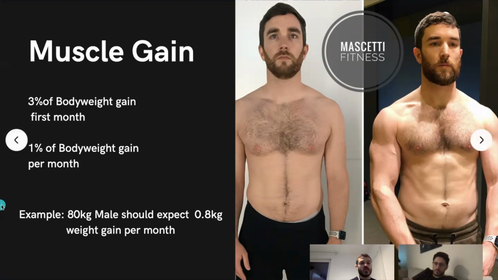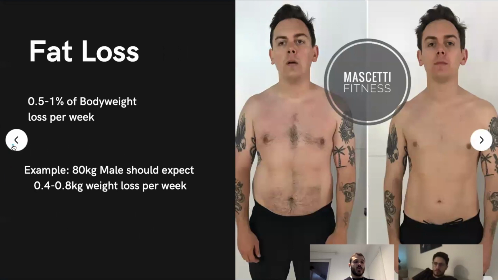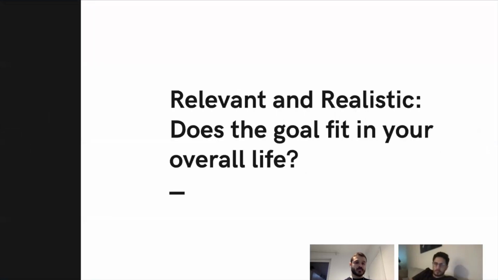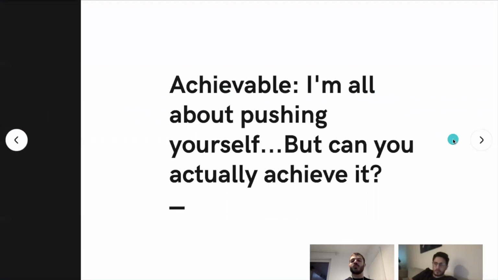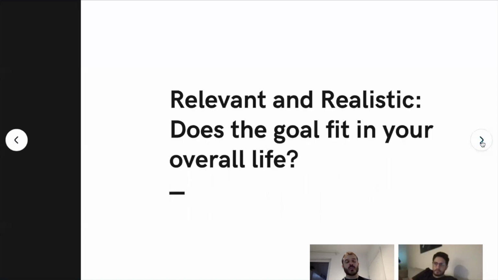So this is just to give you guys something to consider when you set up the goals, because obviously, again, achievable, right? You need to make sure that the overall goal is going to be achievable in the time frame, something we're going to see now.